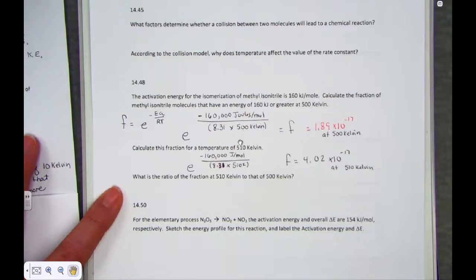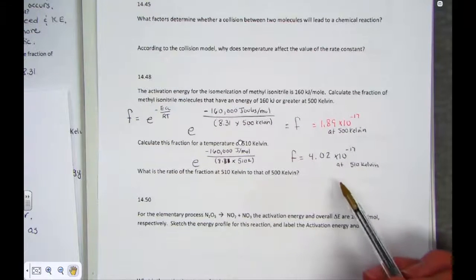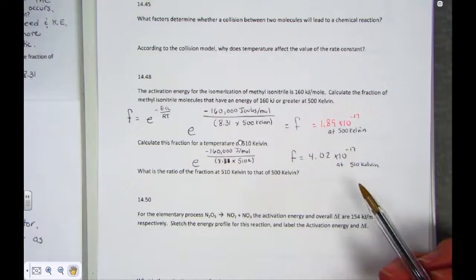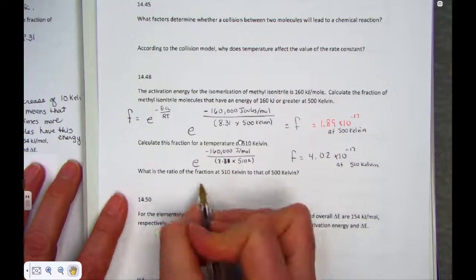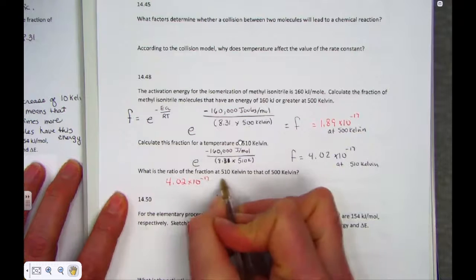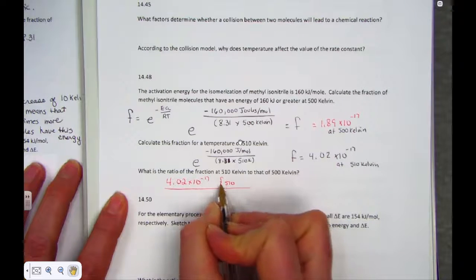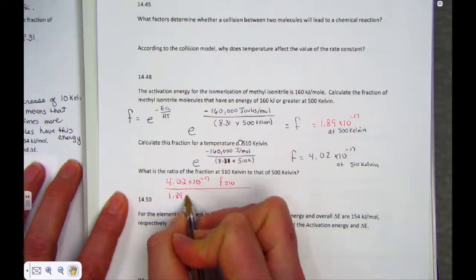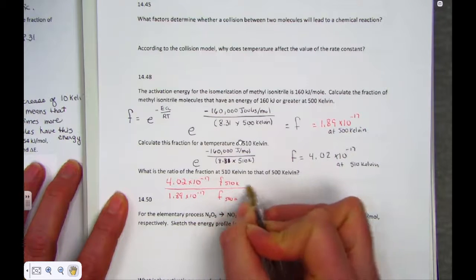More interesting than the number is a ratio comparing how many more molecules are meeting the criteria at a 10-degree change. We raised the kelvins from 500 to 510. By what factor did we see the overall number of molecules actually achieving that activation energy? So let's compare the ratio. At 510, we saw 4.02 times 10 to the negative 17th. That was the fraction at 510 Kelvin. 1.89 times 10 to the negative 17th was the fraction at 500 Kelvin.